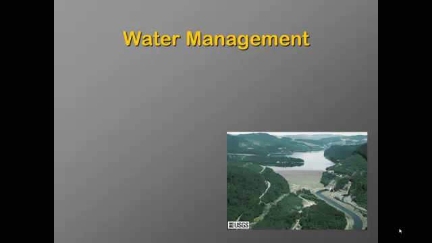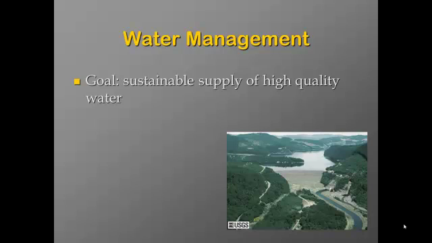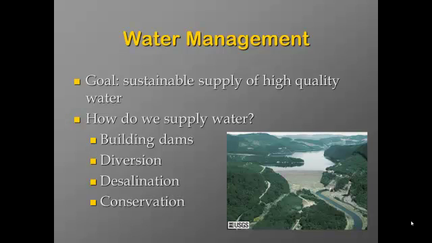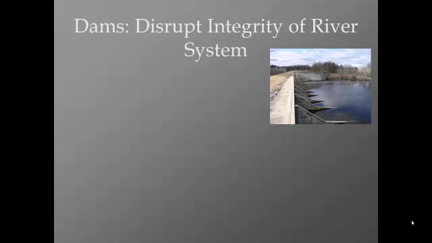Water resource management. The main goal in water resource management is to provide a sustainable supply of high-quality water for human use and enjoyment. In order to understand how we might manage water, we need to understand how we supply water for human use. We build dams, we divert rivers, we use ocean water by desalination, and we also conserve what water we have. Let's focus on dams for a moment.